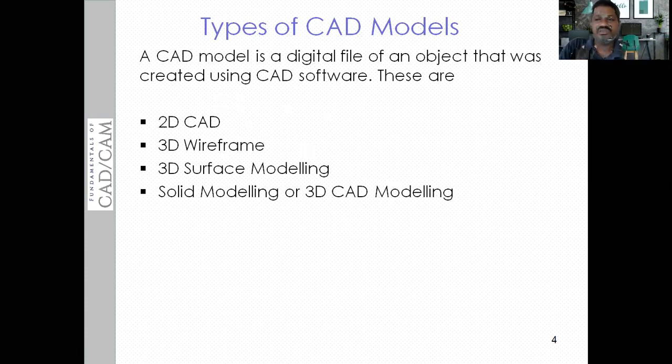Now, when it comes to the types of CAD models, you have the 2D CAD model, the two-dimensional CAD model, in which you draw the components by representing only two dimensions. By the name you can see that the drawing will be two-dimensional. Only two dimensions will be given. The third dimension you don't get.